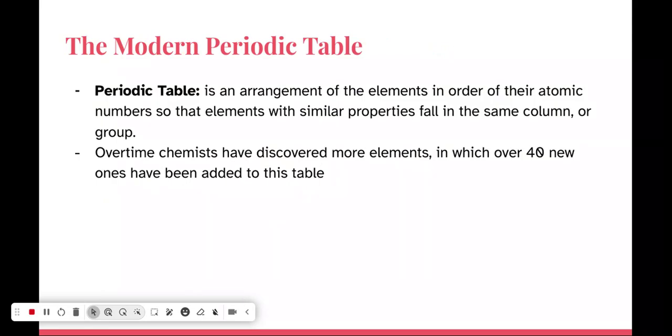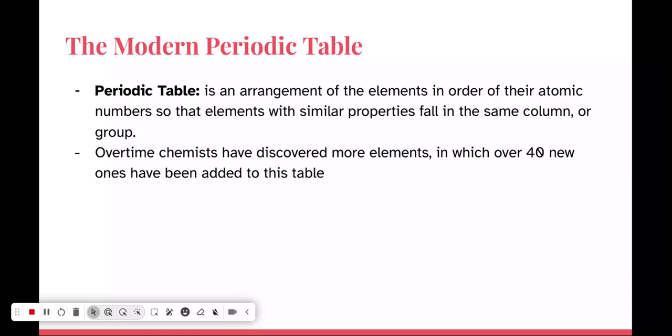Last is the modern periodic table. The periodic table is an arrangement of the elements in order of their atomic numbers so that elements with similar properties will fall in the same column or group. Over time chemists have discovered more elements, and over 40 new ones have been added to this table.